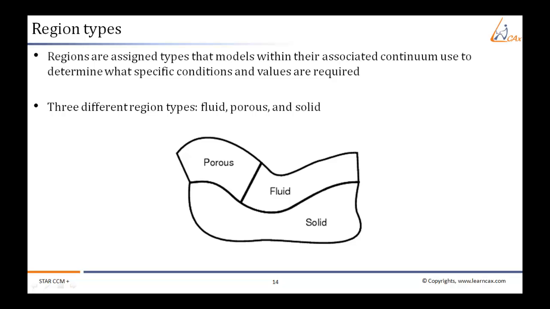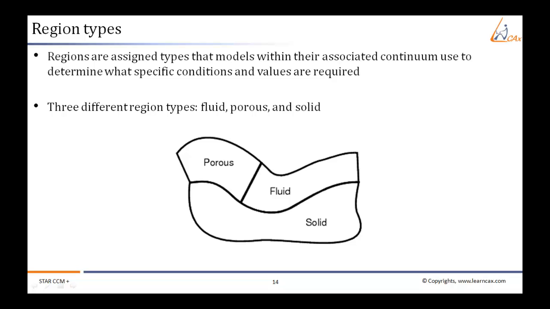What are regions? What is the meaning of that? Regions are assigned types that models within their associated continuum use to determine what specific conditions and values are required. StarCCM Plus recognizes three different region types. These are fluid, porous, and solid.